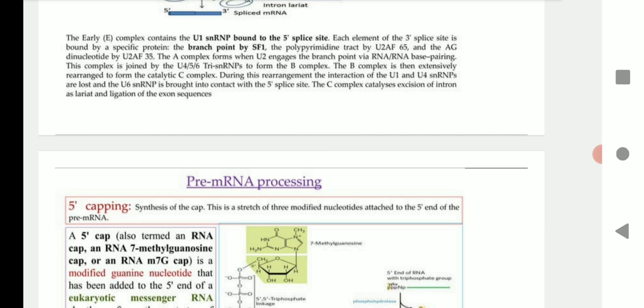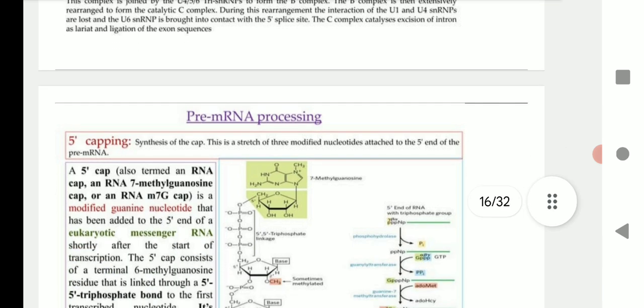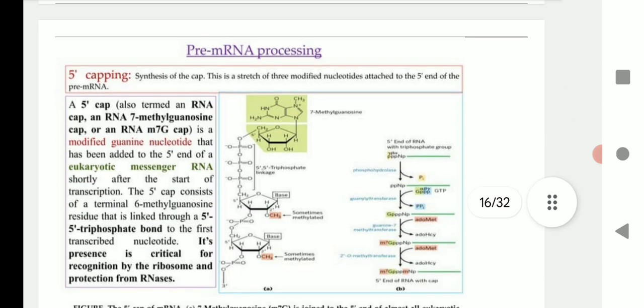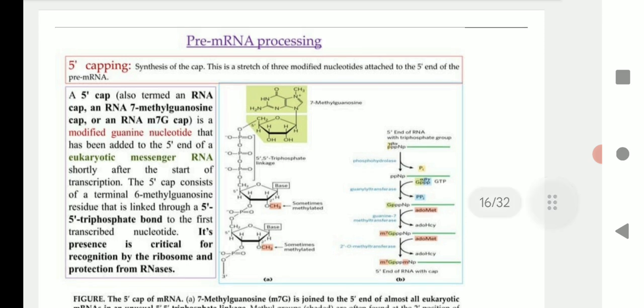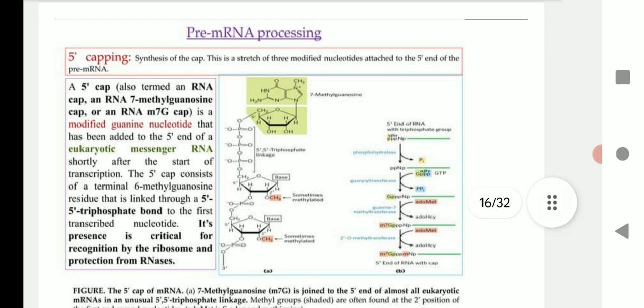Once the introns are removed in the eukaryotic system, the mRNA is added with a cap and tail, because RNA is single stranded and easily attacked by nucleases. The reason is that our system is always protective in nature.